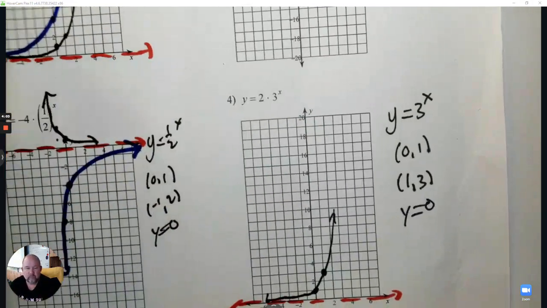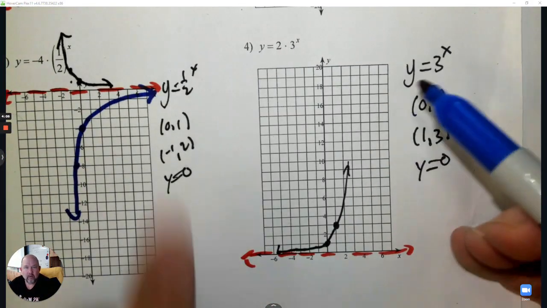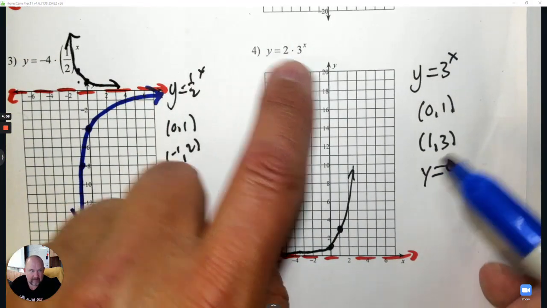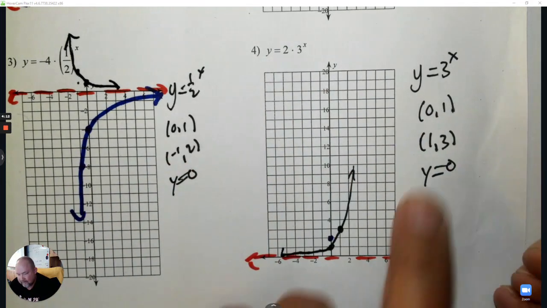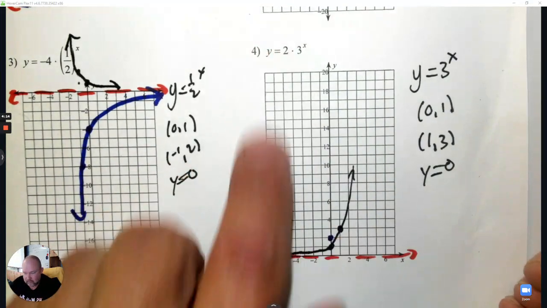Then we're going to multiply each y coordinate times 2. So 1 times 2, that goes to 2. And then 3 times 2, which is 6.